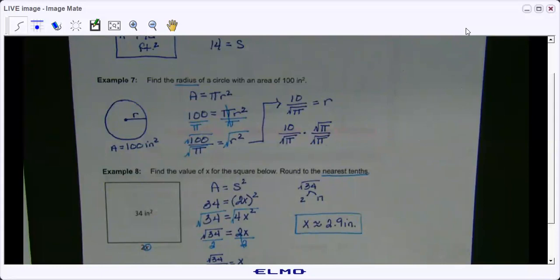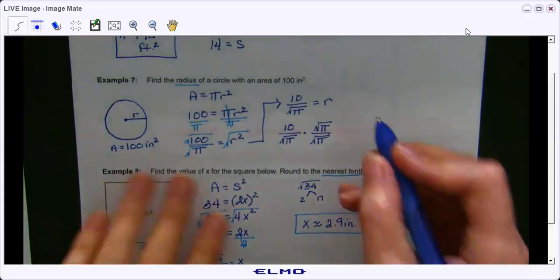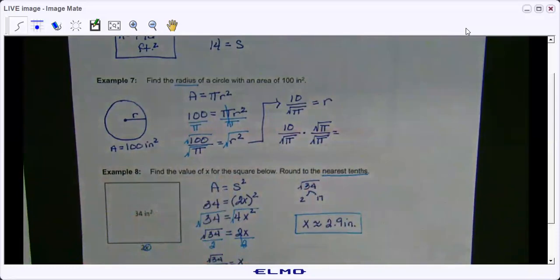But if you cross the pencil, it's still a pi underneath. No, that's not what we're doing. No, it's the square root.